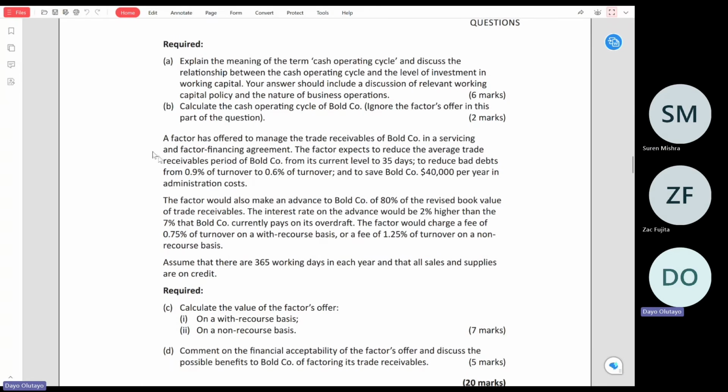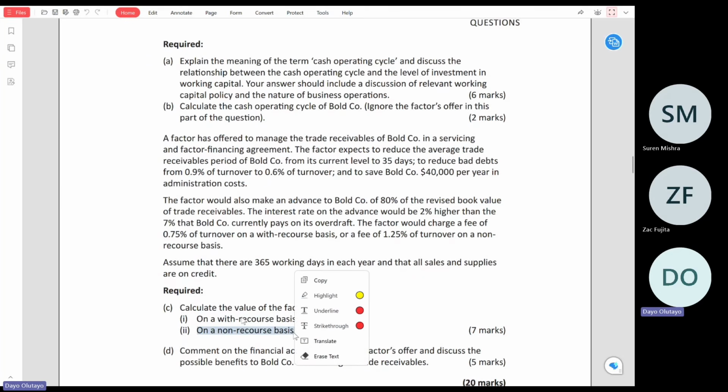Now, let's look at the second part of the question, which is on factoring. This is a bit tricky, and usually I know students don't even like factoring, but if you follow my approach on how I'm going to solve the question, you're going to like it. It's going to be simple. And the way I'm going to deal with it here is look at this question. The requirement says you have to calculate the value of the factors offer. Number one, on with recourse basis, and number two, on non-recourse basis.